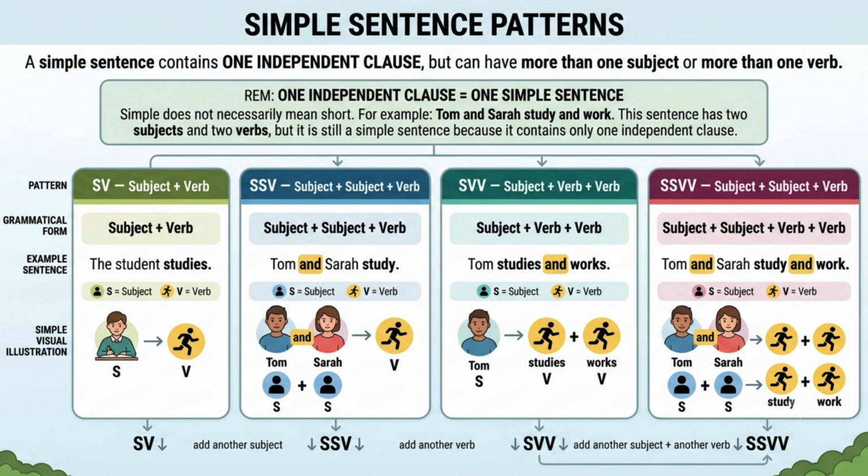Even with 2 people and 2 actions, it is still a single, simple sentence because it is one independent clause where everyone acts together. As long as you are not starting a brand new thought, you can pack in multiple subjects and verbs and it stays simple.